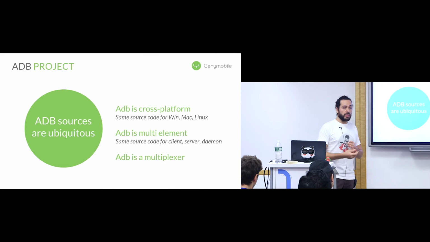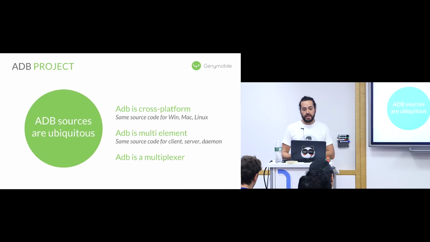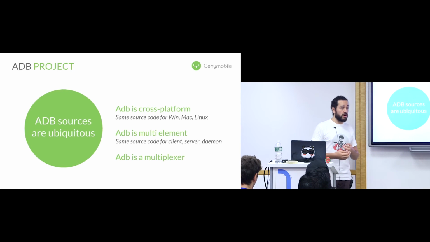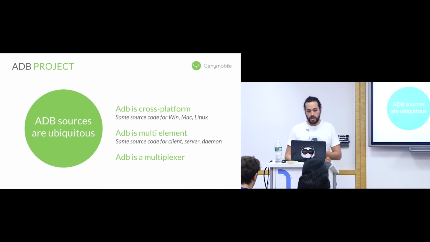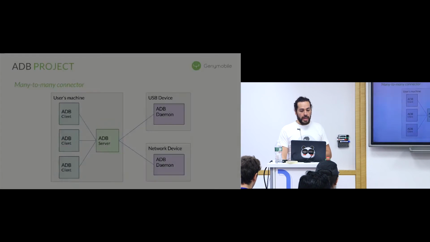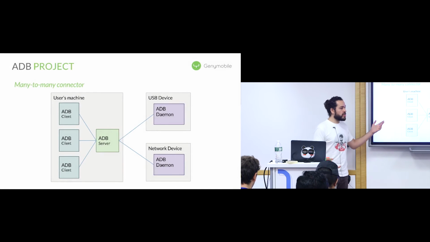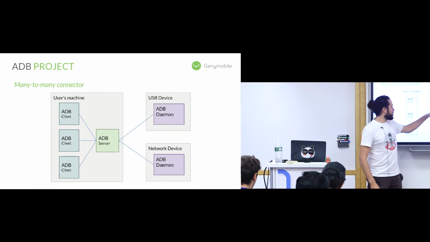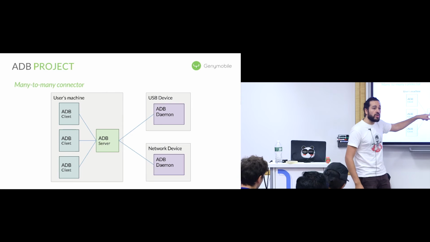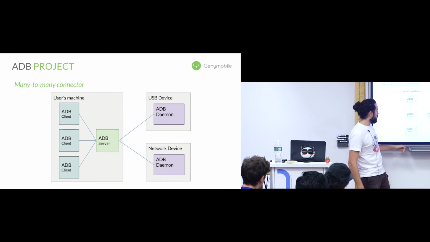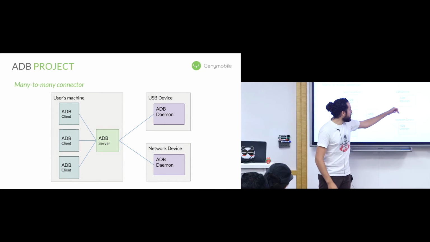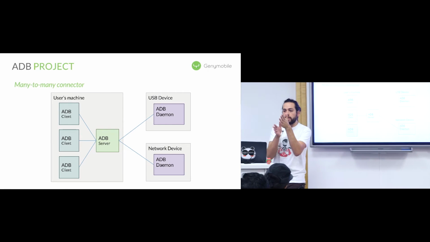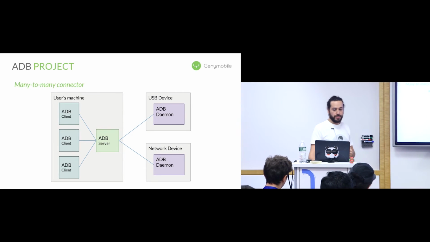And one more thing that is pretty complex is that ADB is a multiplexer. So it's a complex piece of software. If you see why it's a multiplexer, it's because an ADB daemon can receive many requests at the same time, and an ADB server is the node between all that, and it can have many ADB clients and many ADB daemons to connect to. So you can imagine how that's a highway.